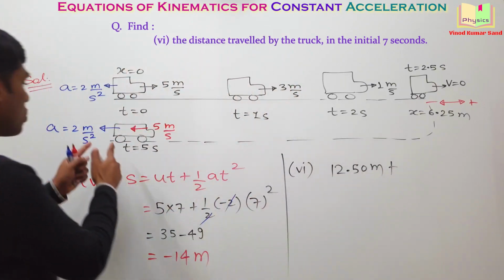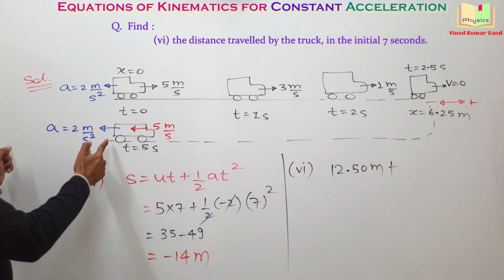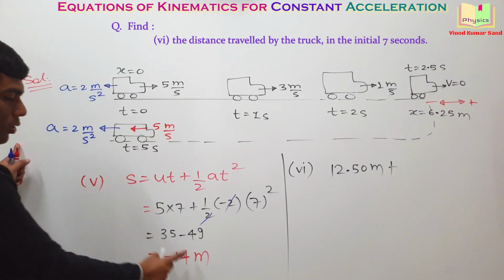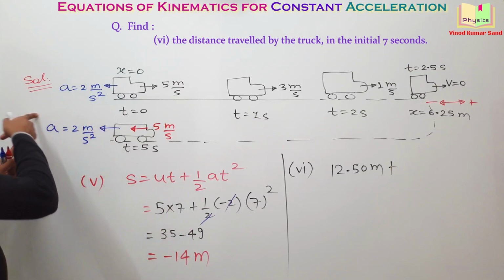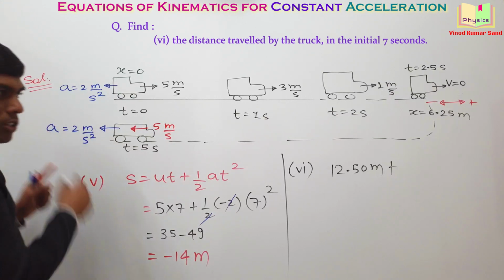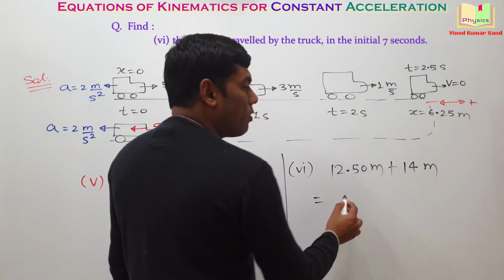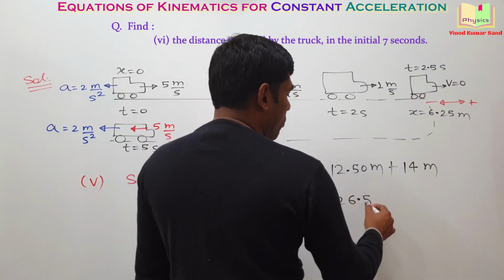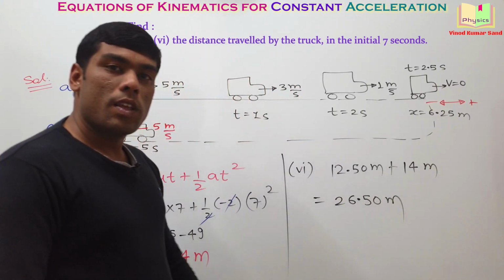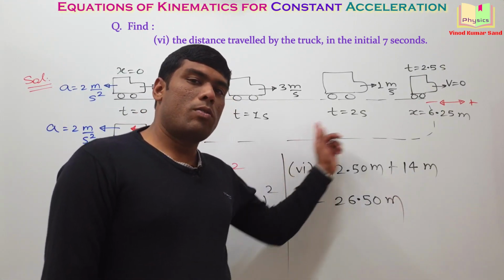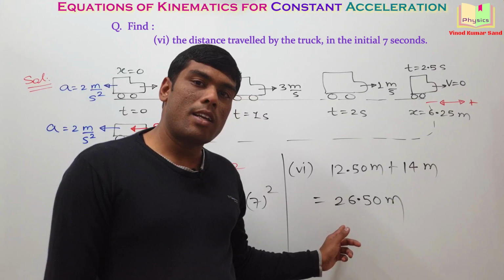And in the next 2 seconds, how much is the distance traveled? Think logically. Using this answer, you can tell it will travel 14 meter in this direction. So plus 14 meter. Here comes your final answer, 26.50 meter. Can we use that formula S is equal to ut plus half at square for these calculations directly?